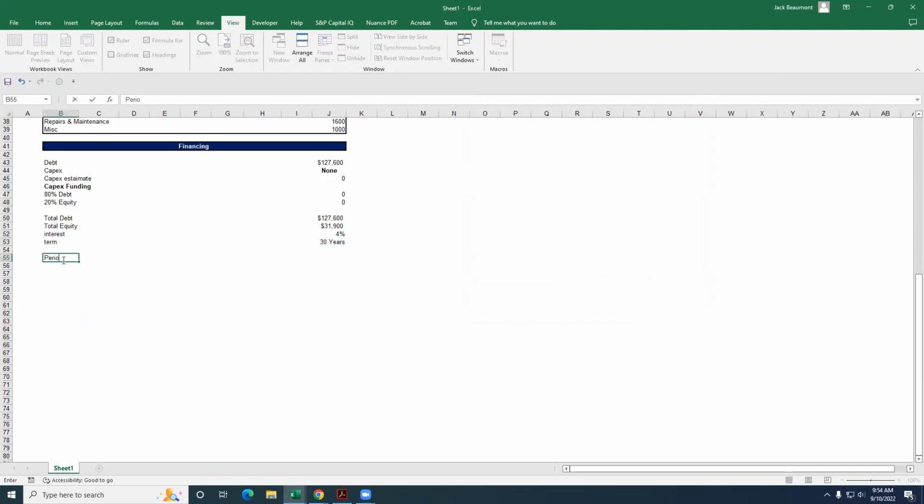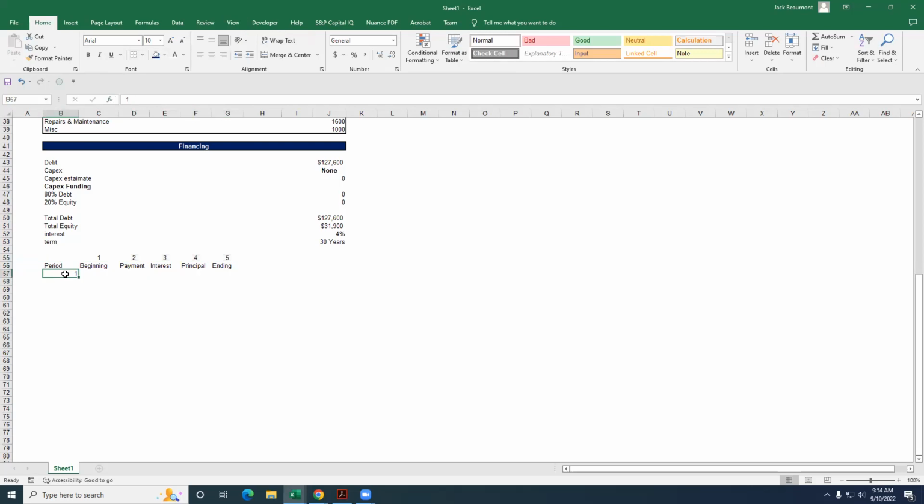So here I'm going to put in period. Actually, down one more. Period. And I'm going to put in beginning, payment, interest, simple, and ending. And now I'm going to put in a 1, 2, 3, 4, 5, 6. Actually, no, sorry. Equal 1, 2, 3, 4, 5. That'll make more sense later on when we get to it.